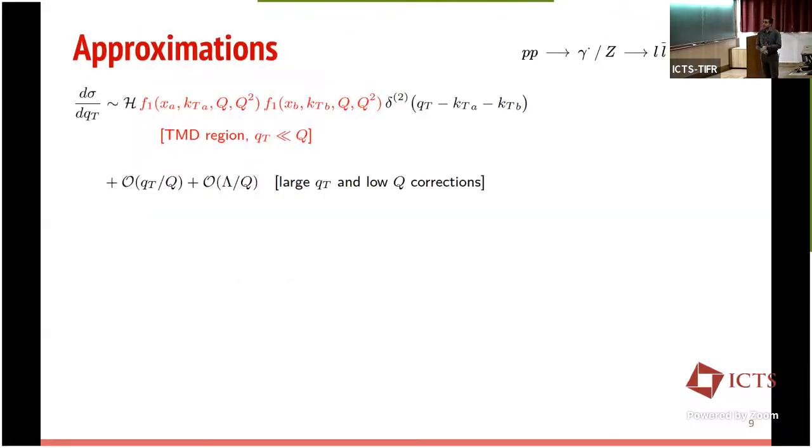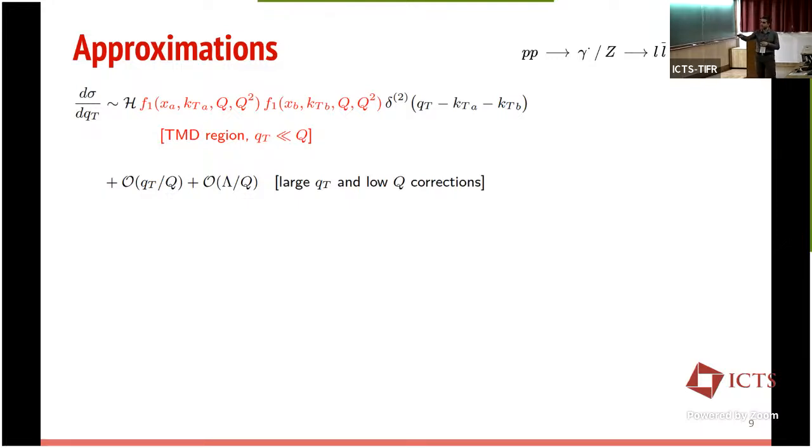Okay, let's go back to the previous formula, so our Drell-Yan cross section differential with respect to transverse momentum. Keep in mind that factorization is always an approximation. It's not an exact result. There are always corrections to your factorized expression. So in order to use the formula in a reliable way, you have to keep these corrections under control.